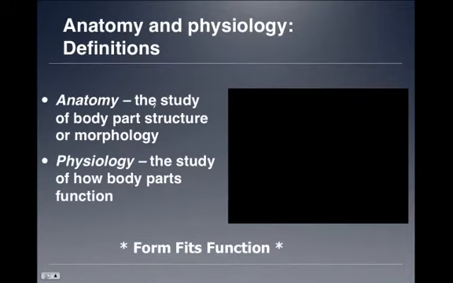So first off, we're going to talk a little bit about some definitions, simply what is anatomy, what is physiology. Kind of important, since this is a course on anatomy and physiology, to know what those terms mean. So when we talk about the term anatomy, anatomy is literally just the study of the body part structure, or what we call morphology. So again, this would be the study of the physical structure of different parts of the body. And then physiology is actually the study of how that particular body part functions.